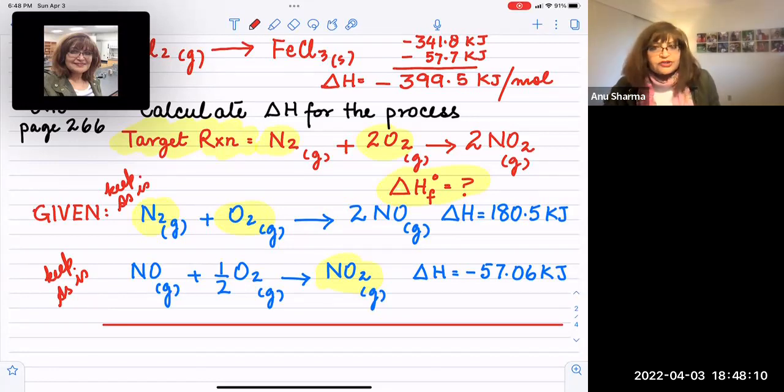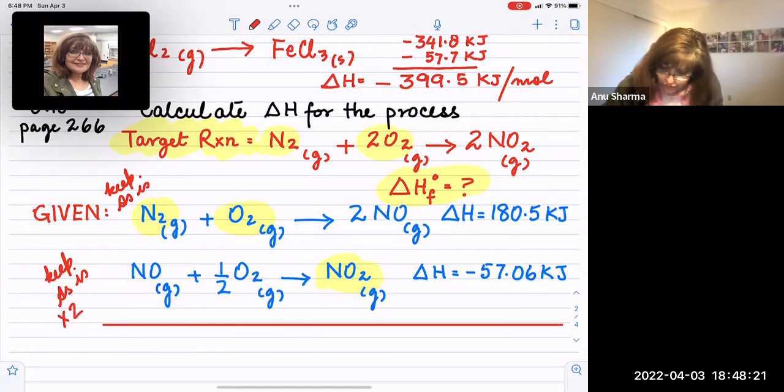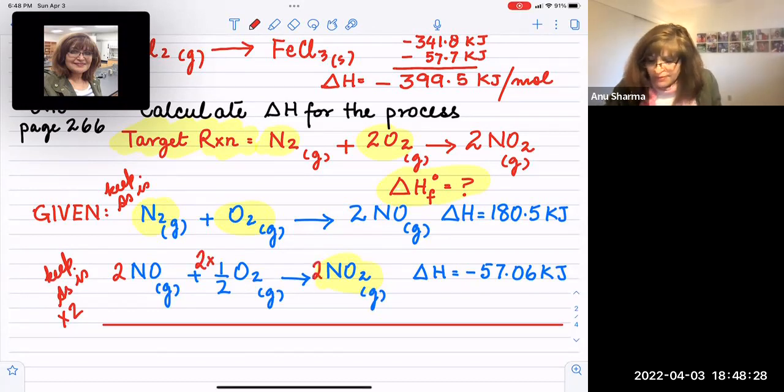Next is the 2 nitrogen dioxide that is needed on the product side, and in the given reactions we are only given 1. So this whole thing is going to be multiplied by 2. Okay, so this is 2, and then 2 times half, and then here 2. Remember that 2 times half becomes 1, so this is 1 O2 as a gas.